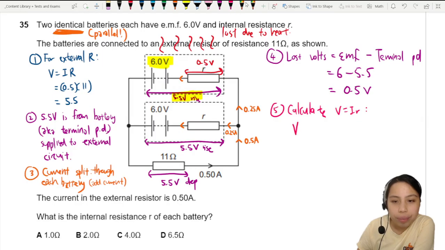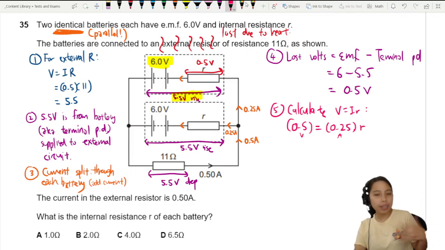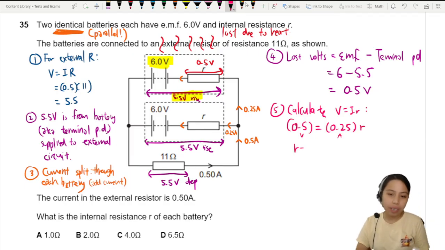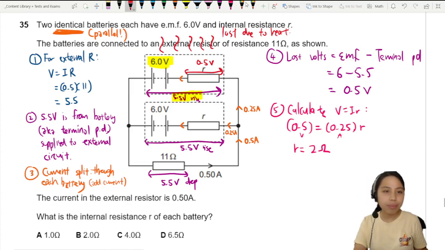So V, 0.5 volt is lost because there is a current of 0.25 amps going through the battery, and that's due to resistance R that causes the energy to be lost. So here you should get a value of 2 ohms. That's how you get 2 ohms.